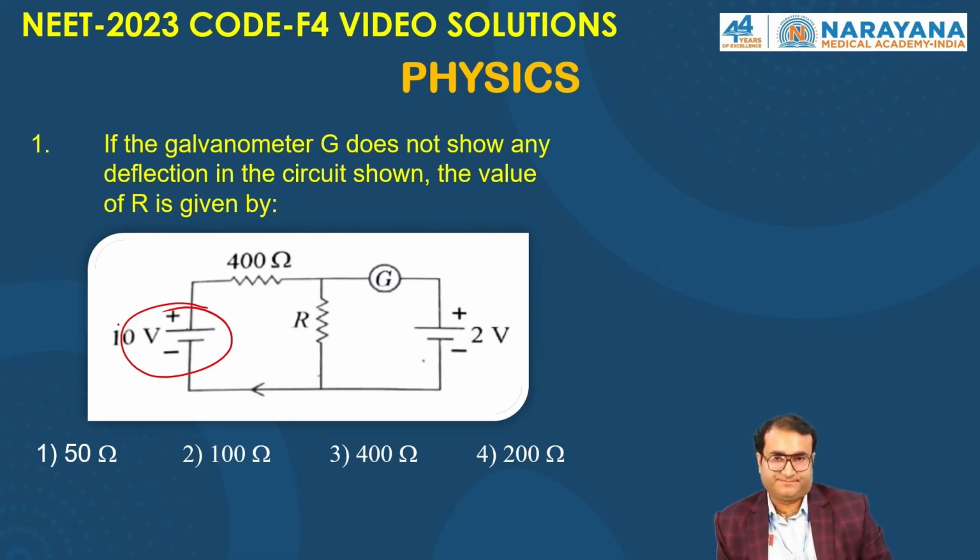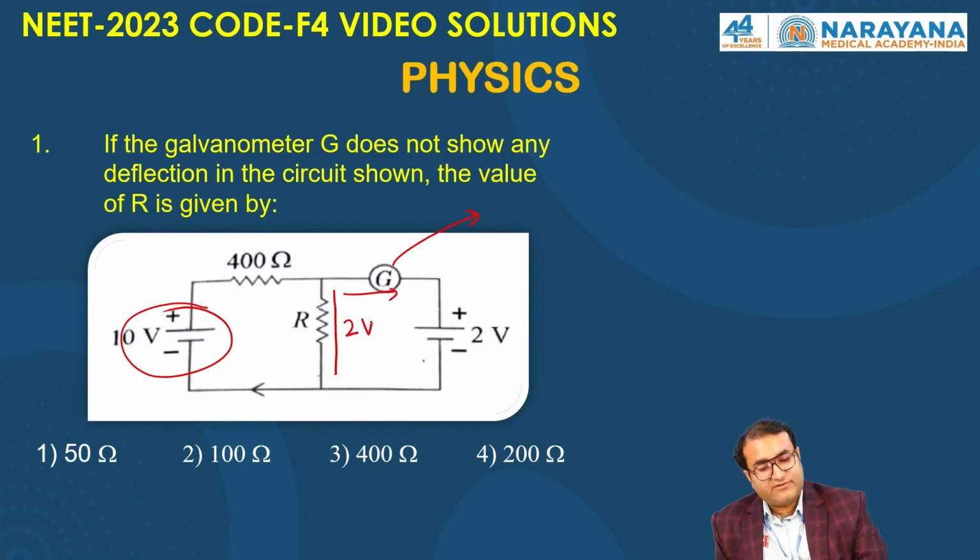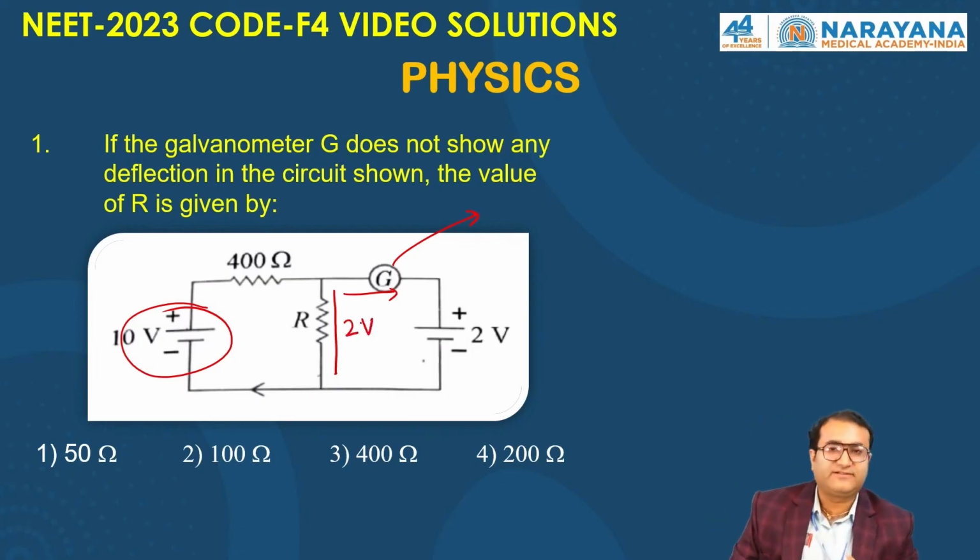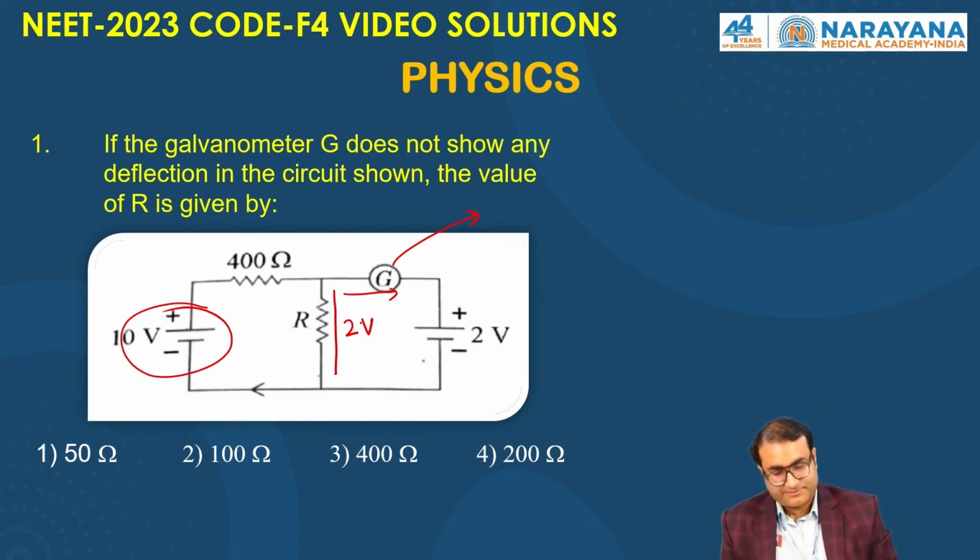This is 10 volt. And deflection through the galvanometer is 0. It is 0, this means current is not passing through the galvanometer. So across the resistor, there is a potential difference of 2 volt. Then only it is possible. The current through the galvanometer should be 0 if it is 2 volt. Now this is 8 volt because 10 minus 2 is 8.